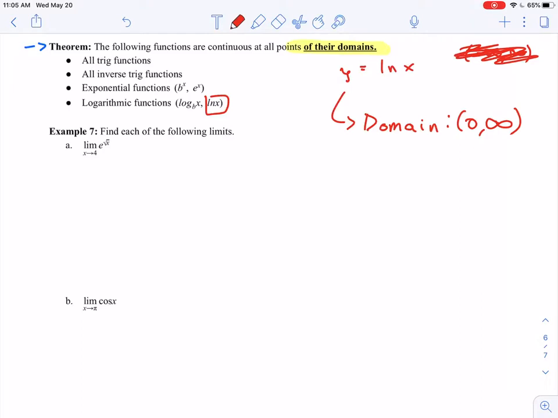But what we can say then is, because we know its domain is 0 to positive infinity, we can say this is continuous on that whole domain, 0 to positive infinity, and there's no extra work that we need to show here. So this does not necessarily say that these functions are continuous everywhere. It does say, however, that they are continuous at all points of their domain. So it's a very subtle difference, but it's a very important difference.